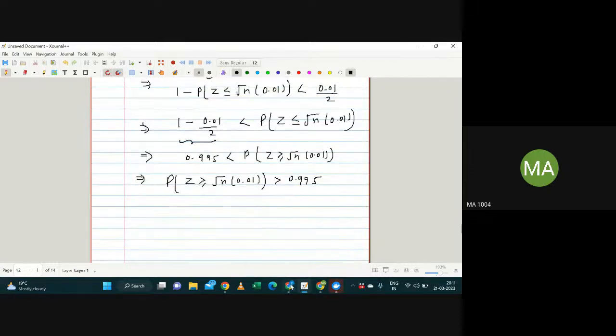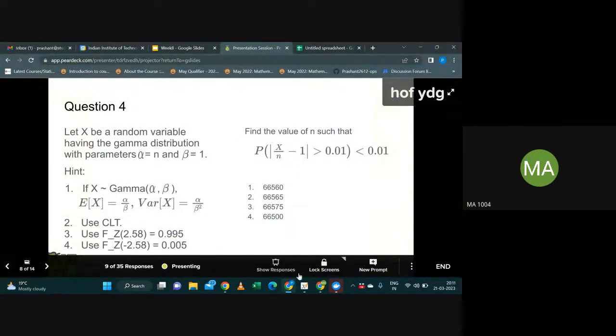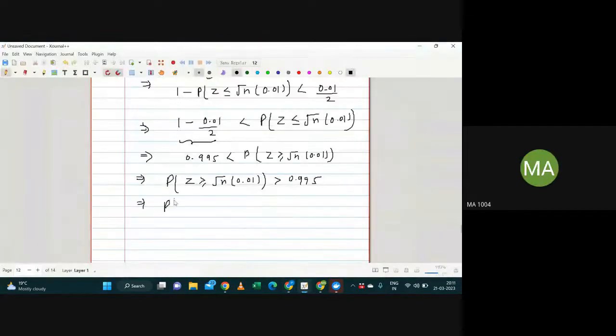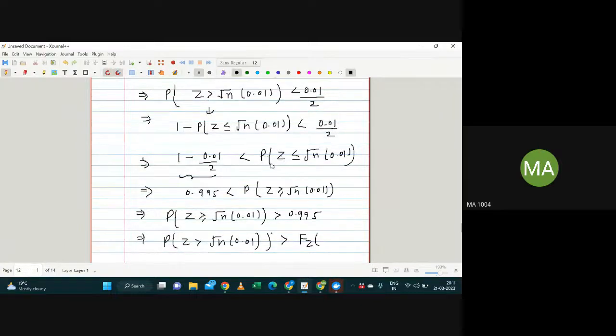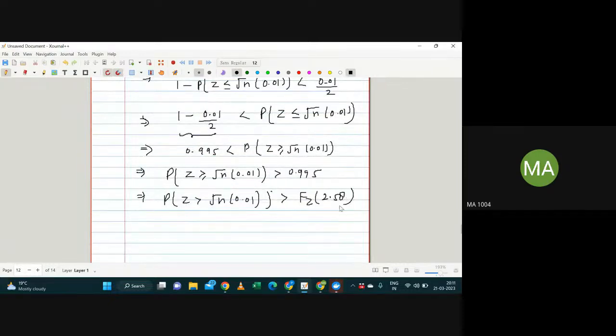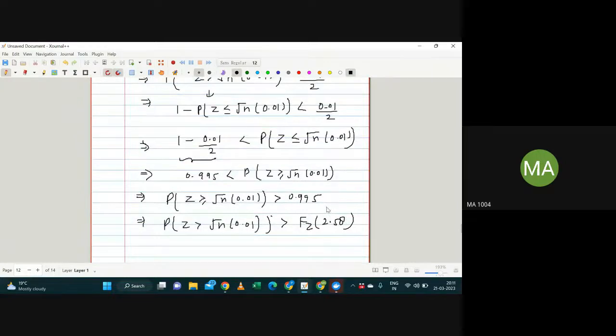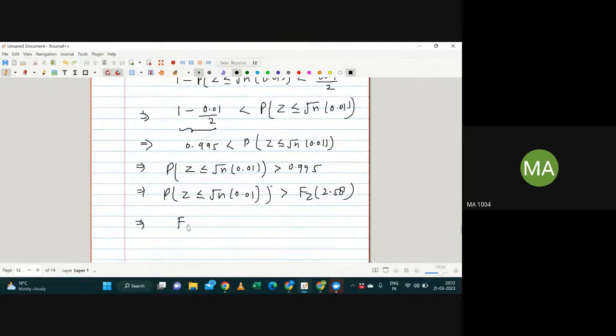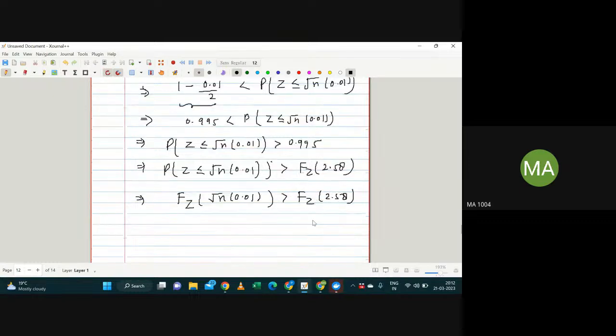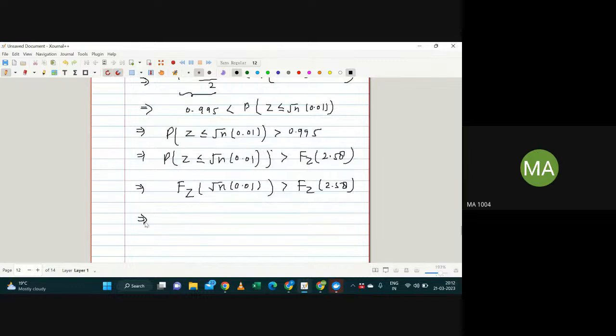Okay, so in the question, as you can see, 0.995 is FZ 2.58, correct? So the probability that Z is less than square root of n 0.01 is nothing but FZ. If I'm writing this probability, it's FZ 2.58, right? We can directly say this is less or equal to, right? Now this thing I can write as FZ of square root of n 0.01, right? So far it is clear for everyone? Is it okay?